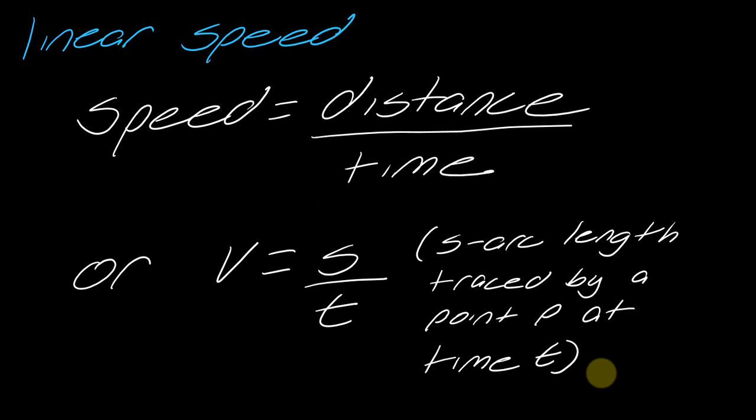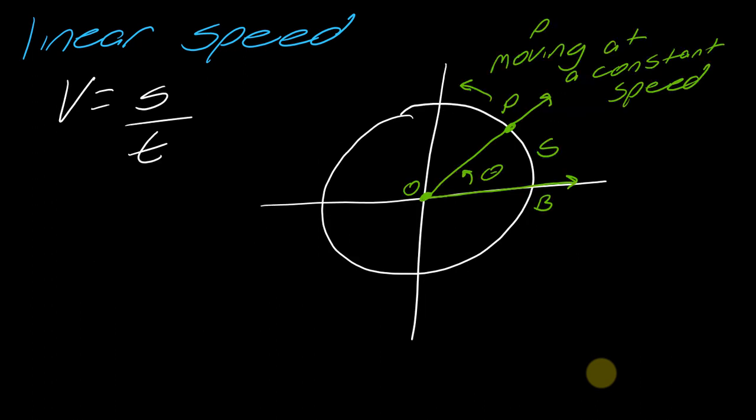Just to give you a visual of this, v equals s over t. You've got this point P moving along this circle, right? Your s is your arc length from here to here. So that's how you can visualize that.